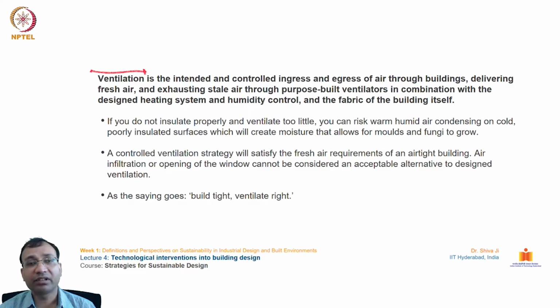The next one it talks about here is ventilation. How the ventilation can be controlled, for bringing in fresh air, for cooling it, for bringing it to the desired temperature. If you do not insulate properly and ventilate too little, you risk warm humid air condensing on the cold, poorly insulated surfaces, as we generally observe in the humid months. Sometimes we observe condensation and water droplets forming. That is because of bad insulation processes carried out at the time of the fabrication or manufacturing of that unit.